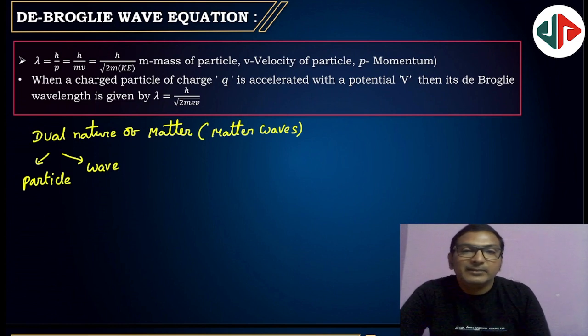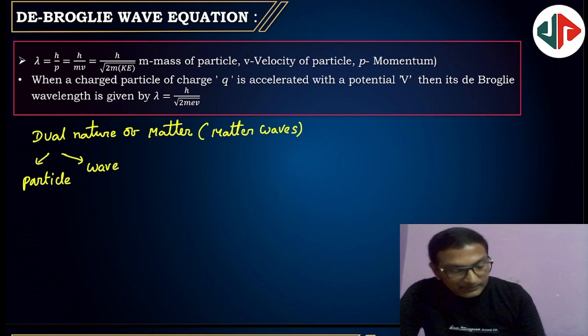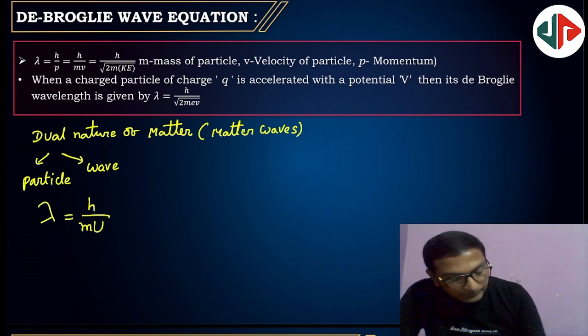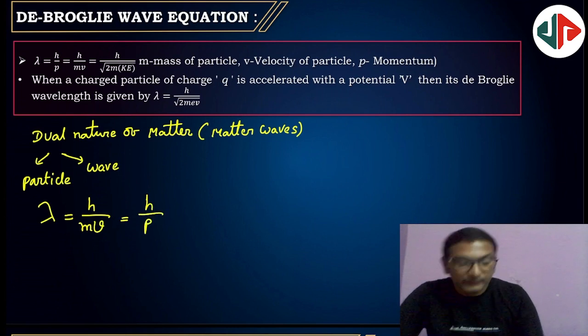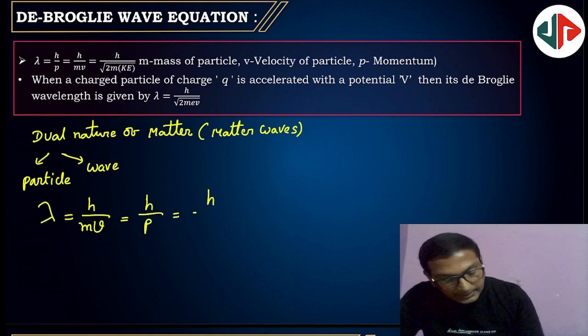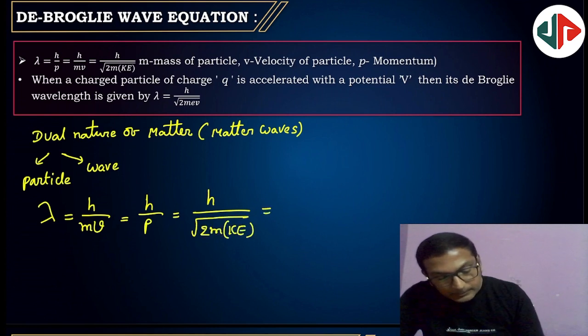So he has given one relation, lambda equal to h by mv, that is equal to h by p. I will write all the equations once again: lambda equal to h by mv, mv can be written as p, and h by root 2m into kinetic energy KE, and h by root 2m eV.